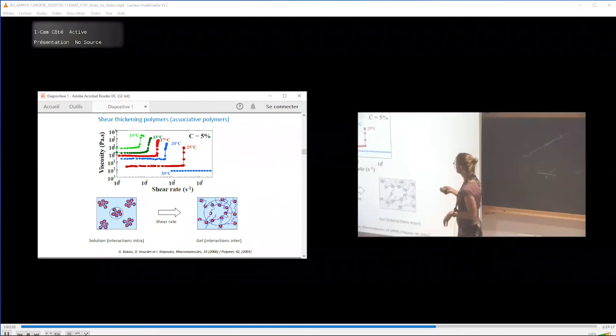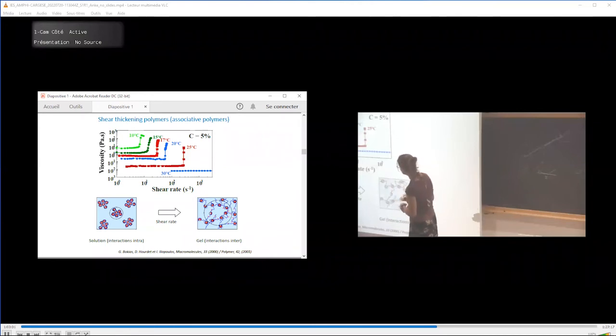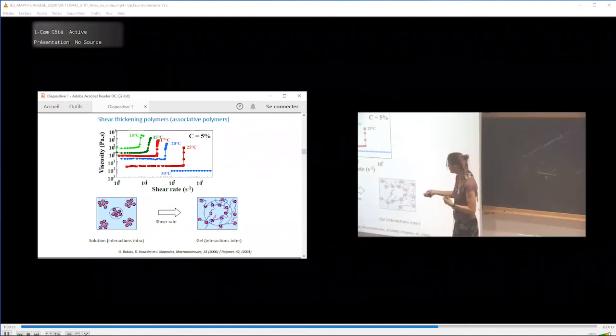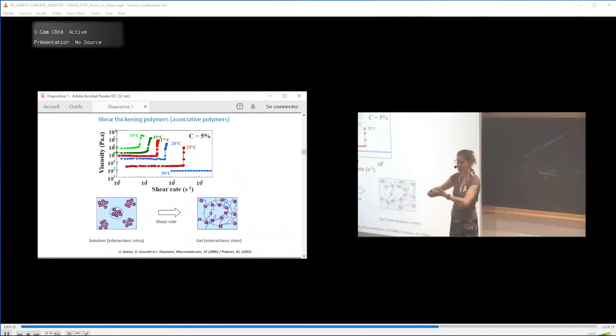And I actually think that this is a very beautiful example. So what happens here is that below a certain shear rate, these associative polymers actually interact only within the same polymer. Then when you start to shear, you will start to open this coil, and then suddenly different polymer molecules will be able to interact with each other. And then very abruptly, the viscosity increases. Okay? So you can create a system in such a way that the reaction to flow increases indeed the viscosity.